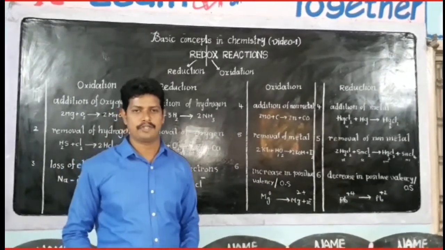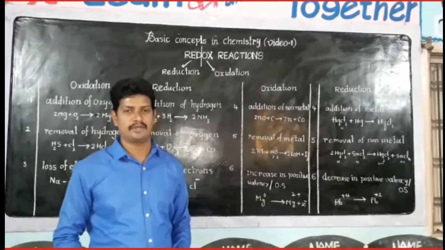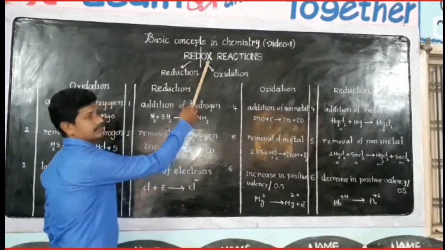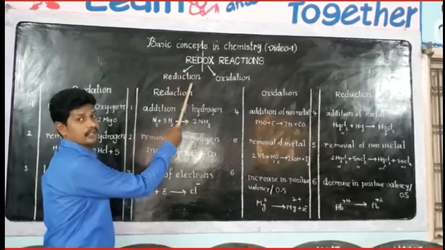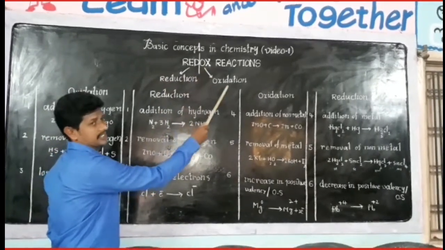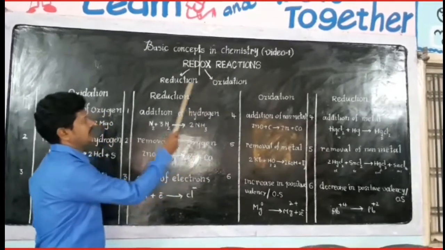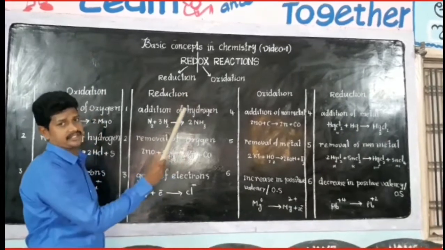Today I am going to teach you basic concepts in chemistry, that is redox reaction. REDOX, redox. In redox, RED stands for reduction, OX stands for oxidation. So redox reaction is a combination of oxidation and reduction reaction. These two are complementary reactions.